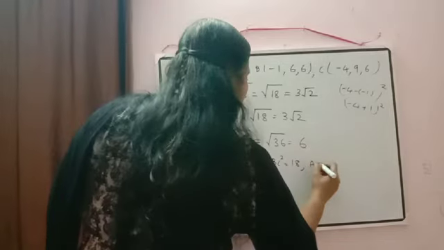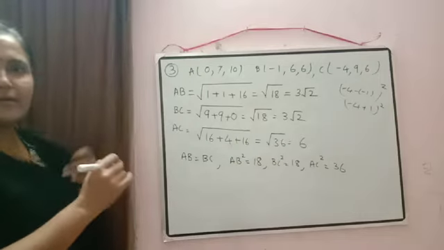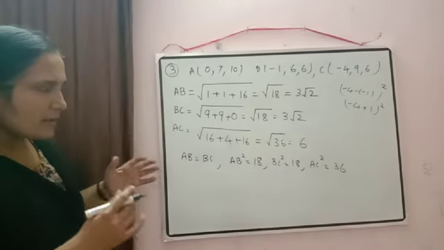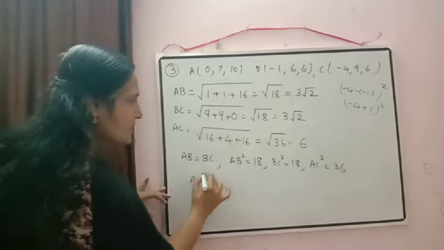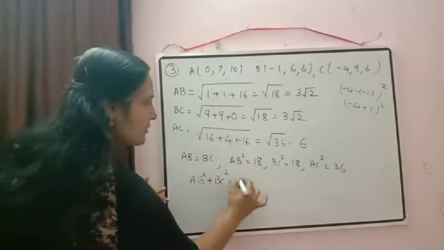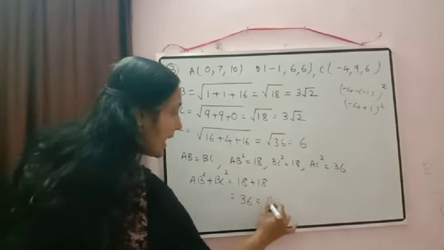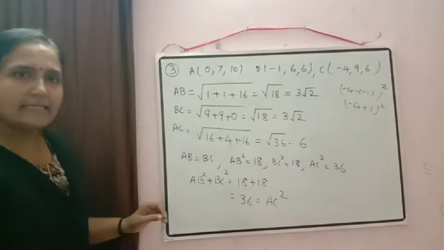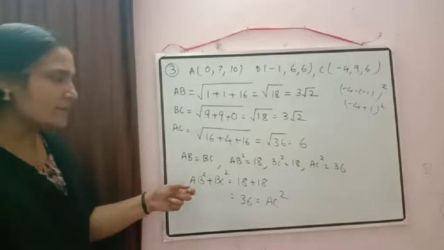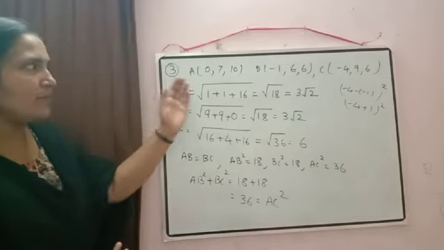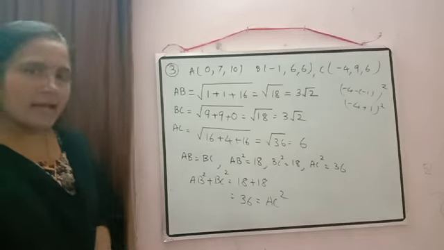And what will AC square be equal to? Yes, the square root will get cancelled. AC square will be equal to 36. Just to check whether the addition of two sides gives the third one: AB square plus BC square is equal to 18 plus 18, which is equal to 36, which is equal to AC square. So two sides are equal, and it satisfies the Pythagoras theorem also. Therefore, these are the vertices of an isosceles right triangle.